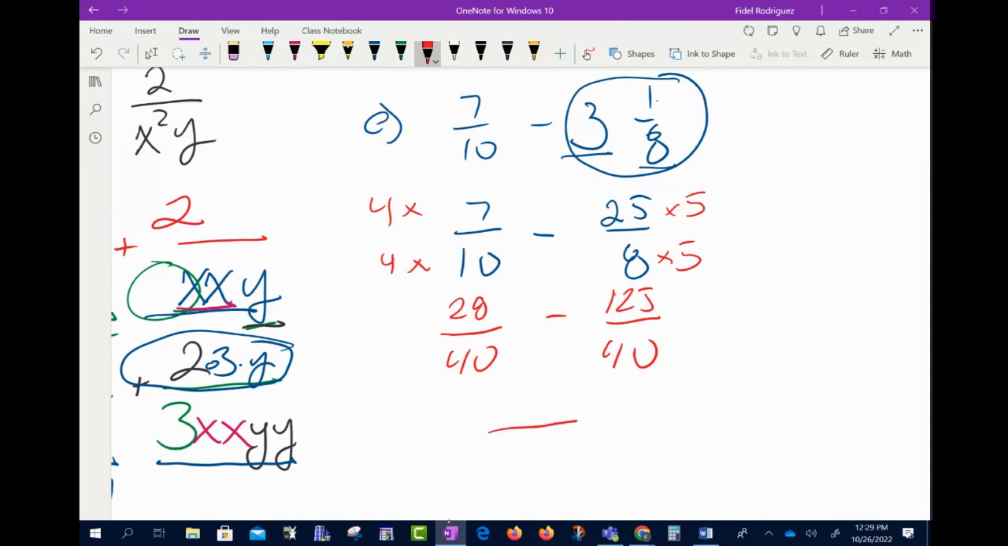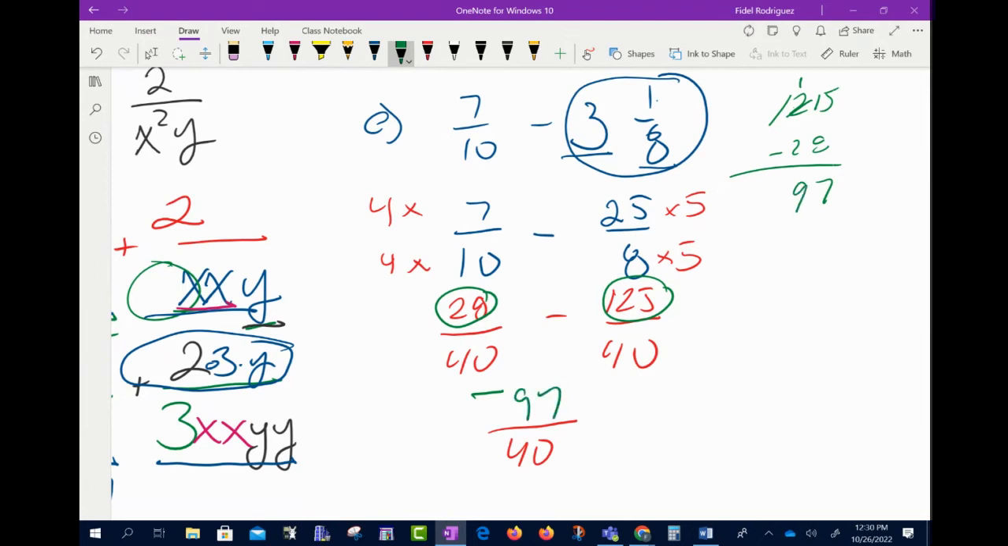Okay, now this is what I'm going to do next. My bottom number is going to stay at 40, okay? 28 minus 125. Remember, I'm taking a small number and I'm taking away a bigger number, so I know my answer is going to be negative, right? Like if I owe you $125 and I only pay you 28, right? Again, y'all, the way you can do this, just go 125 minus 28, right? But we're going to keep it negative. So I'm going to borrow one from here. 15 minus 8 is 7. Let's see, 11 minus 2 is 9. So that's a negative 97 over 40.